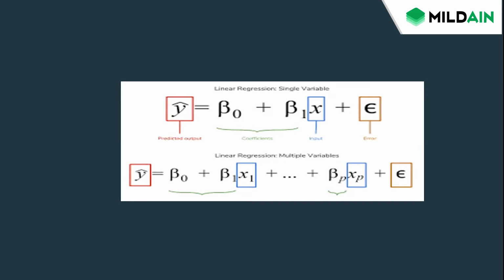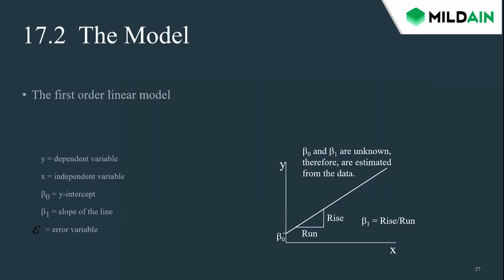This is again the second one, when you have more than one independent variable, that is how the equation goes. See, this is a very simple one. B naught is the intercept: when X is 0, that is where the Y value is going to be.